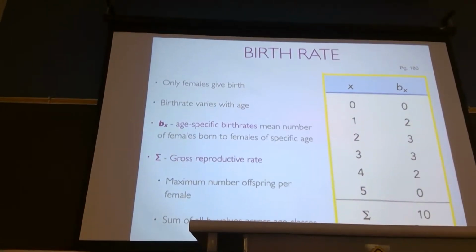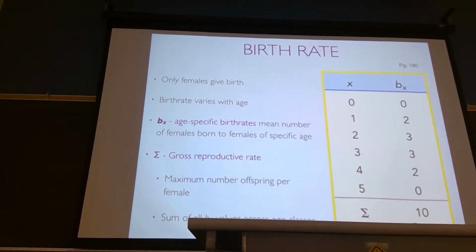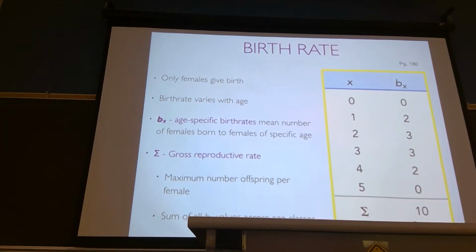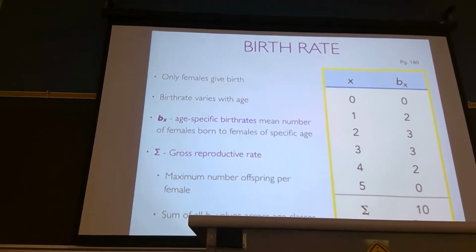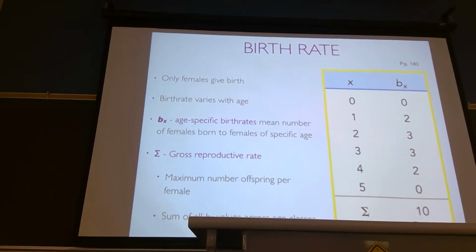Definitely for all organisms, the birth rate varies with age. You have to reach sexual reproduction and maturity before you can even start to have offspring. Likewise, fertility rates tend to drop off later on in life as you age out of being able to successfully reproduce biologically, physiologically, or to successfully compete for resources. And so BX is the age-specific birth rate. It is the mean number of females born to females at a particular age. Because again, we only care about females when we talk about reproduction and population growth, because they're the ones that are adding to the population directly.